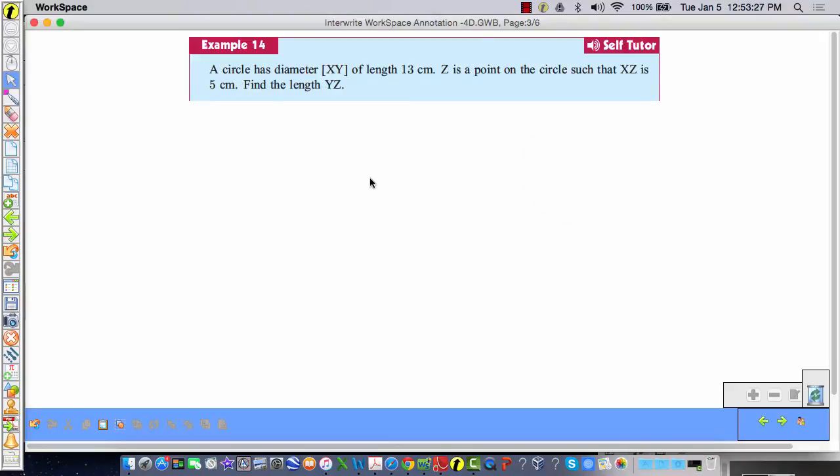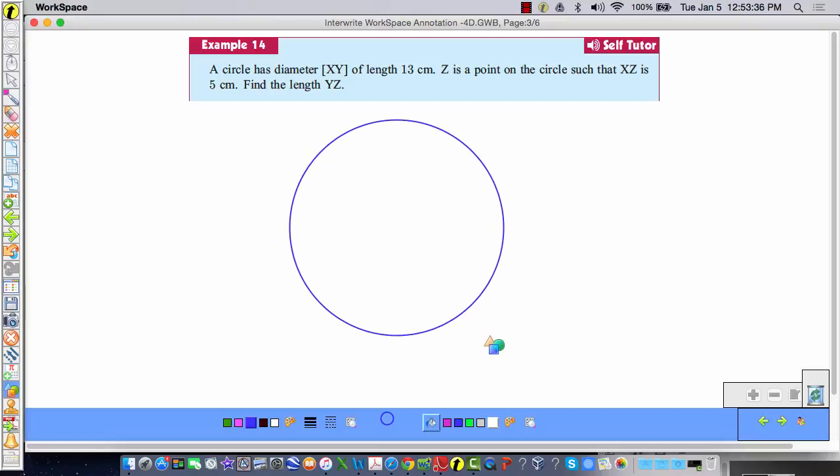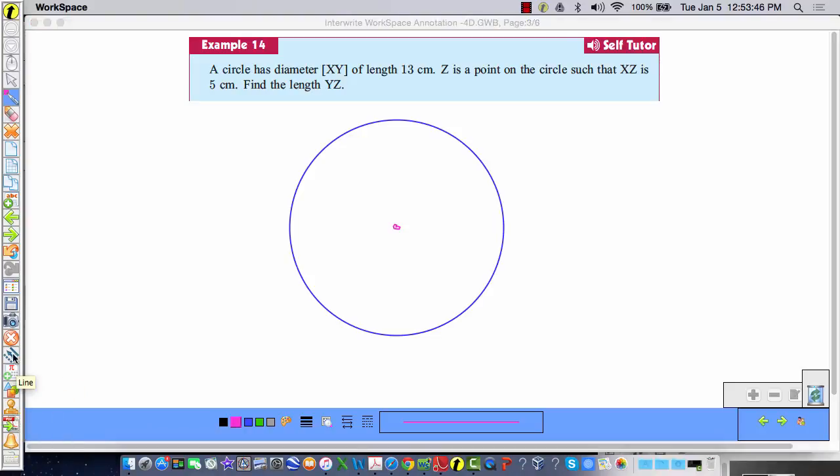A circle has a diameter XY, so let's get a circle going here. Oops, that's not a circle. What happened? All right, here's our circle. We're going to need a center, so we'll put that right there. And we need the diameter, right? So let me go to my line tool. There's my diameter. Of length 13, Z is a point on the circle such that XZ is 5 centimeters. Okay, so let's go ahead and label some things.